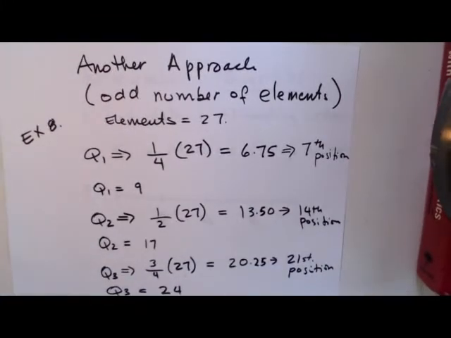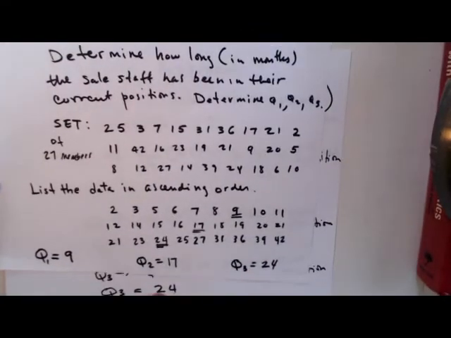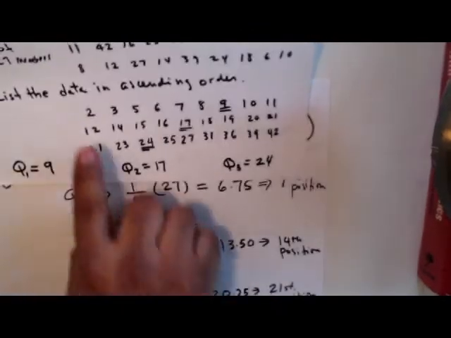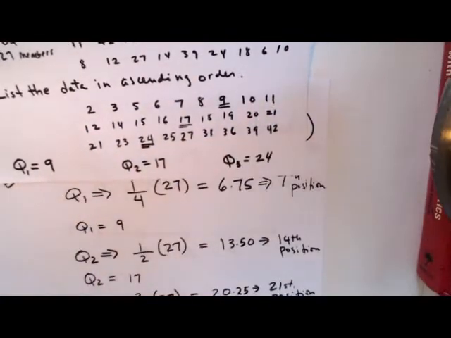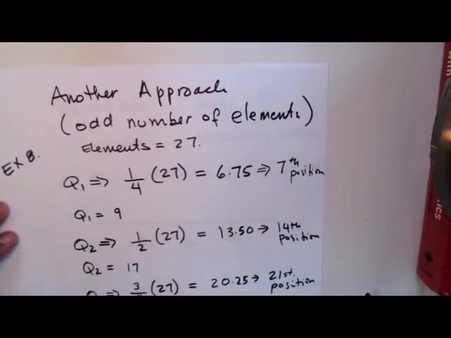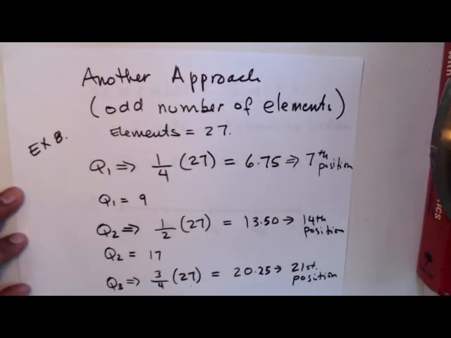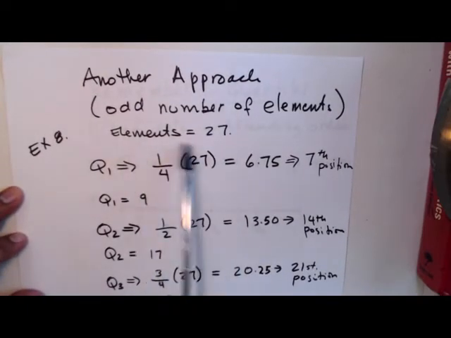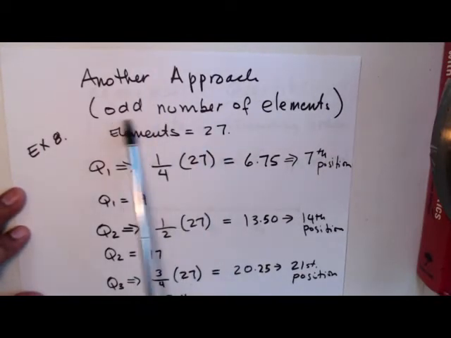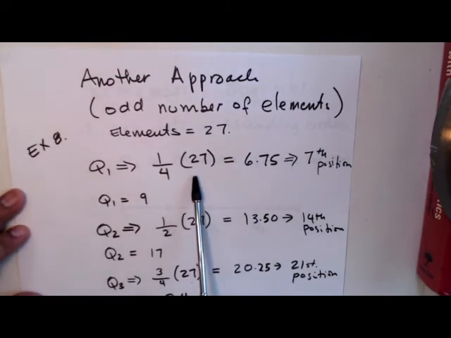Now we have another example here where we're using the same set, right? We're going to use the same set, 27 elements, and those are the elements. And so in this case, we're going to use some calculations. This is good when you have a huge amount of numbers, and it's easier if you just know how many elements you have in the set. In this case, we have an odd number of elements, right? So in this case, we do the following.